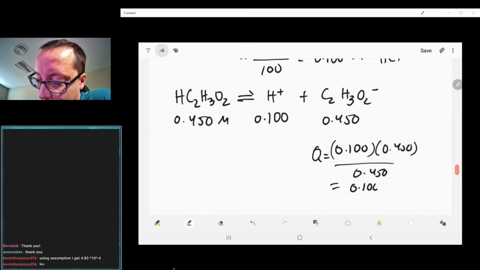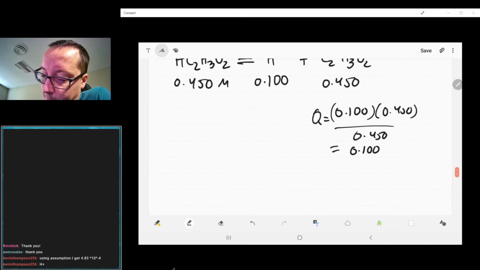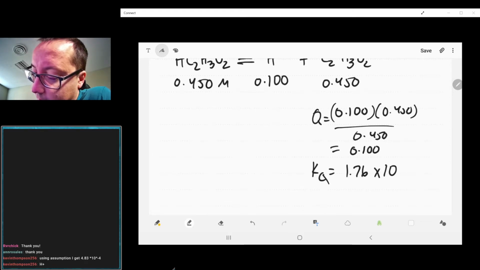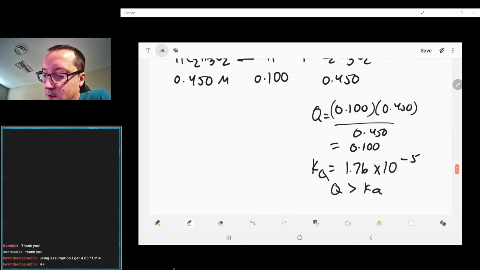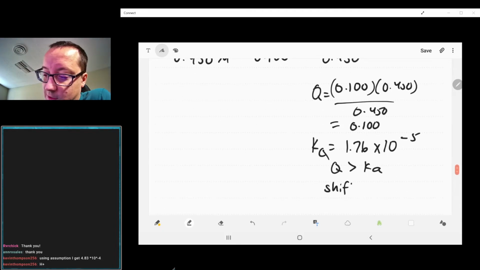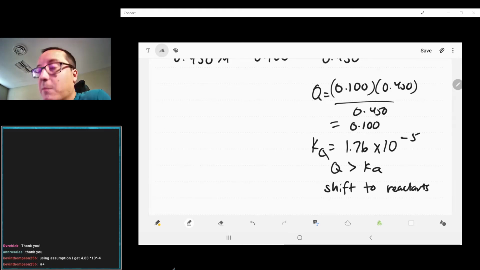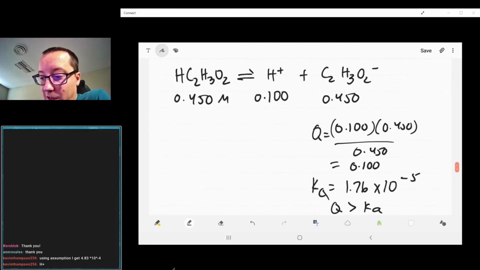So Q is 0.1. We saw that Ka for this, or Kc, let's say Ka, was 1.76 times 10 to the negative 5. So we see that Q is actually greater than Ka. So we are going to shift to the reactants, right? We're going to make more reactants. And this made sense, right? We're throwing in an acid, so we should expect it to react with the base.